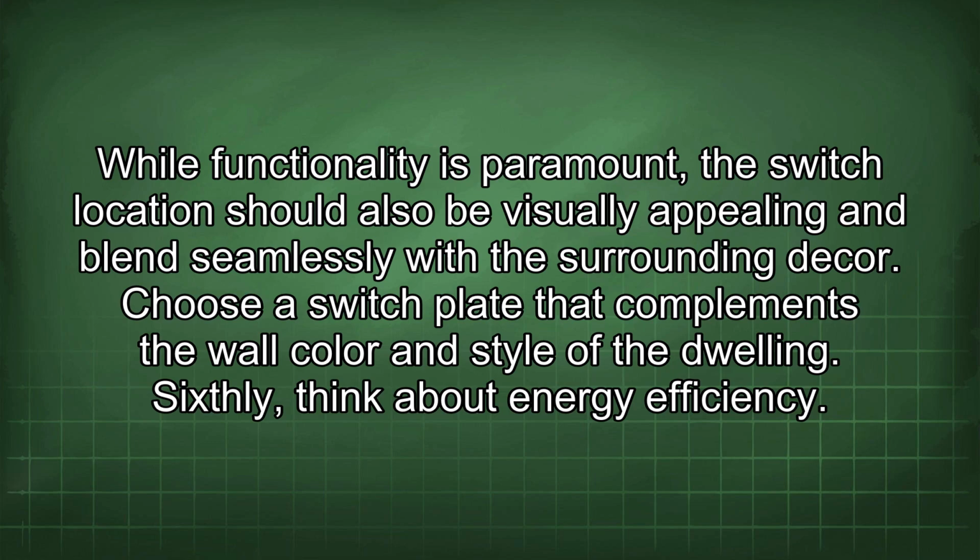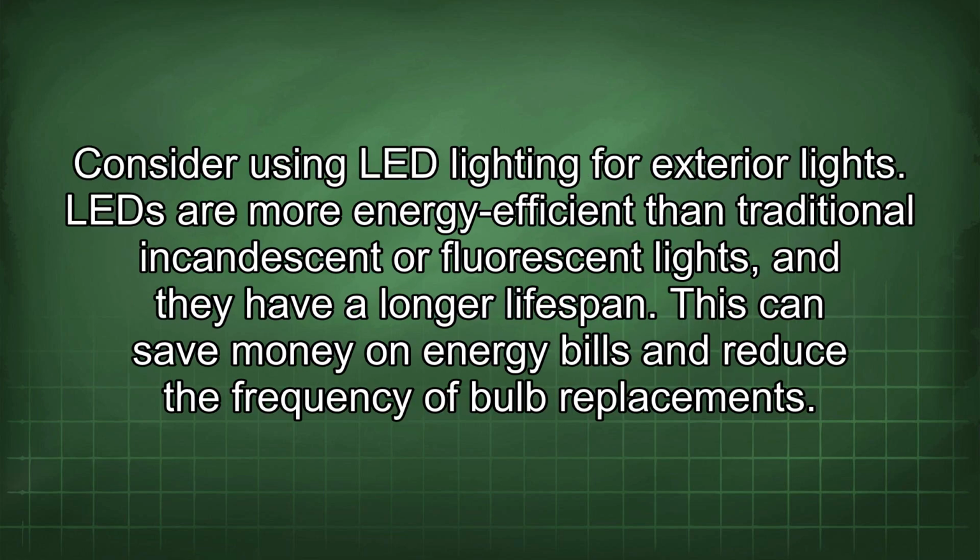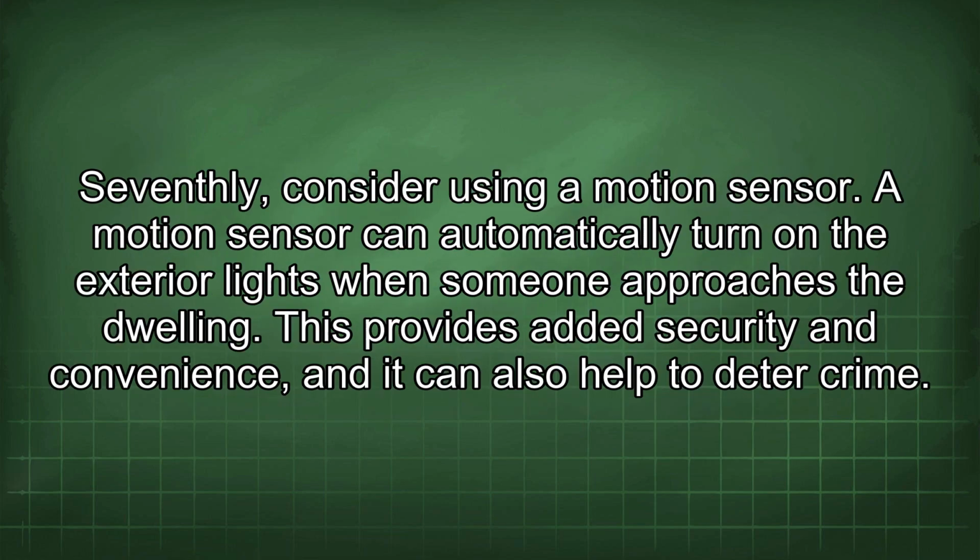Sixthly, think about energy efficiency. Consider using LED lighting for exterior lights. LEDs are more energy efficient than traditional incandescent or fluorescent lights, and they have a longer lifespan. This can save money on energy bills and reduce the frequency of bulb replacements. Seventhly, consider using a motion sensor. A motion sensor can automatically turn on the exterior lights when someone approaches the dwelling. This provides added security and convenience, and it can also help to deter crime.